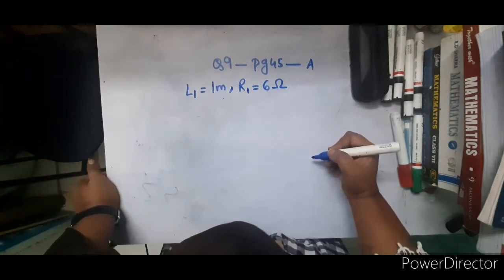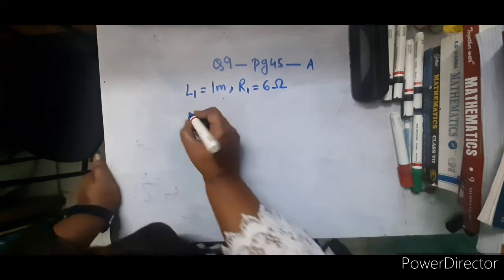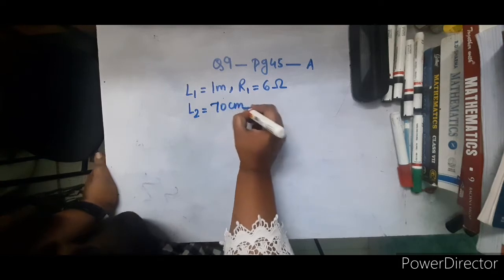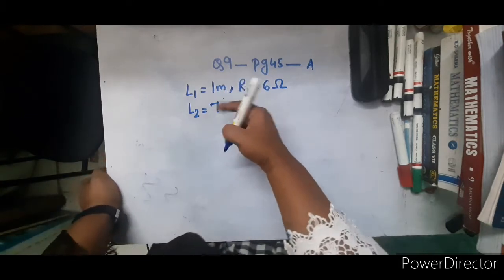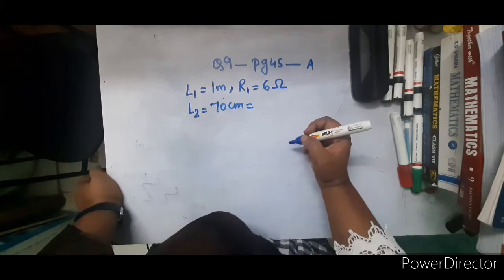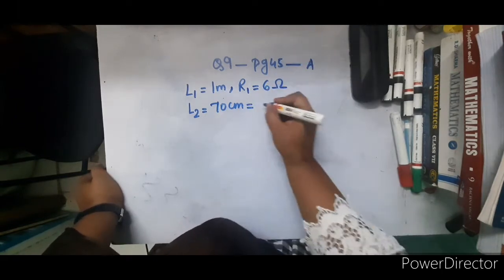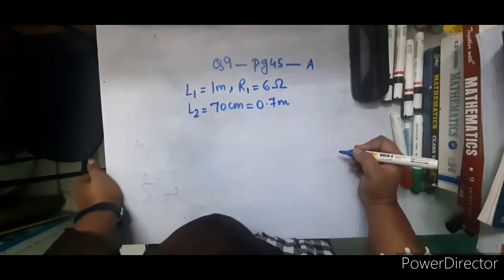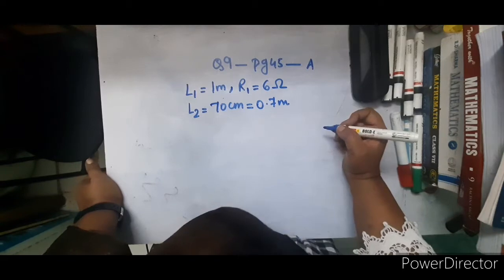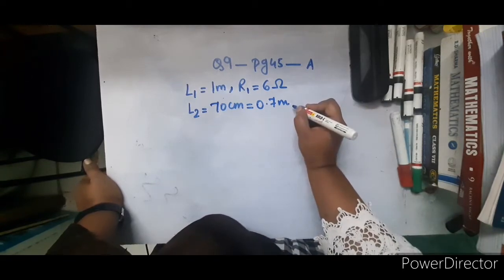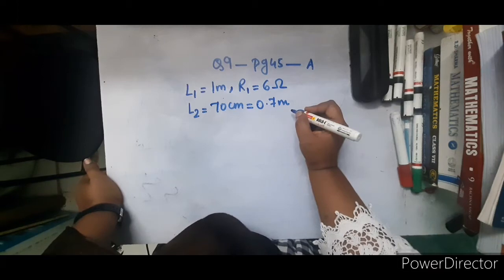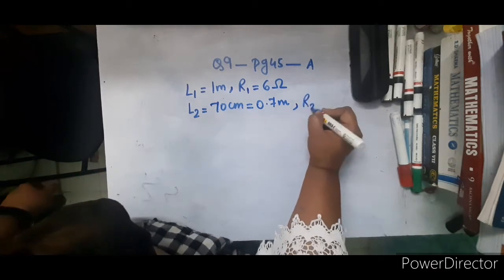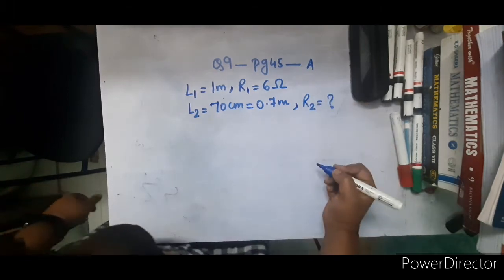Now if we reduce this wire to 70 centimeters, the next length we are considering is 70 centimeter, which we should convert into meter because L1 is already in meter. When we convert 70 centimeter into meter it is 0.7 meter. We are dividing it by 100 because 1 meter is 100 centimeter. What is to be solved is the resistance for L2, so we are supposed to find R2 here. This is the question.